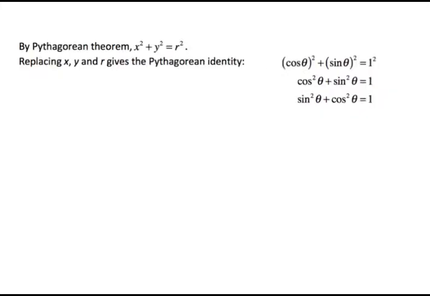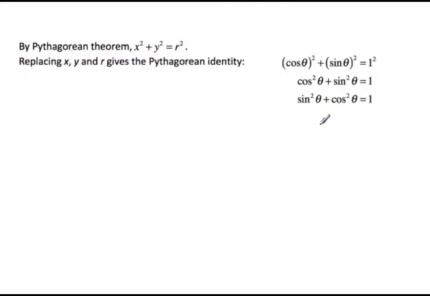Working forward from this, we know that by the Pythagorean theorem in any right-angled triangle, x squared plus y squared equals r squared, where r is the length of the hypotenuse. Now on the unit circle, x is equal to cosine theta, y is equal to sine theta, and r is equal to 1. So replacing x with cosine theta, y with sine theta, and r with 1, we get cos squared theta, and writing this squared here means the same as this. We've taken the whole cosine theta ratio first and then squared it. So cos squared theta plus sine squared theta equals 1.